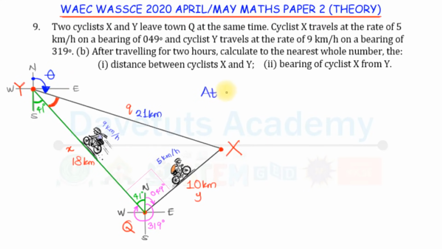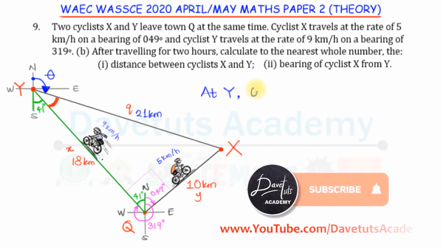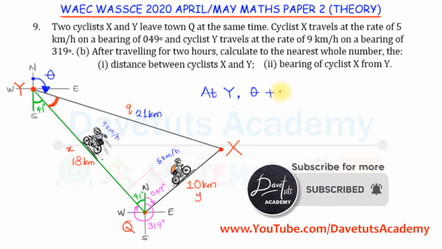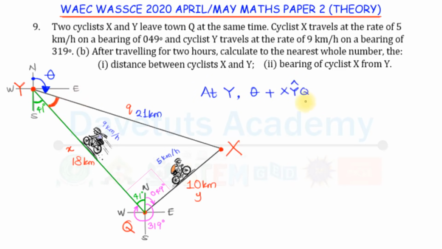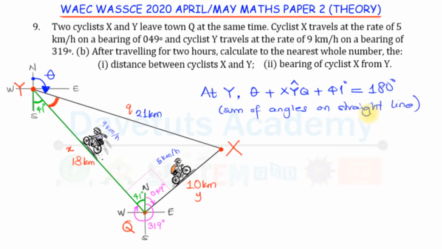We can just say that at location Y, theta plus the angle XYQ, that's the angle at Y here, plus 41 degrees that we have gotten to be alternate to this 41 from Q, the addition of the three is equal to 180 degrees. Why? Because they are the sum of angles on a straight line. Sum of angles on a straight line add up to 180 degrees, and we are leveraging our understanding of that. So we already know 41 degrees.